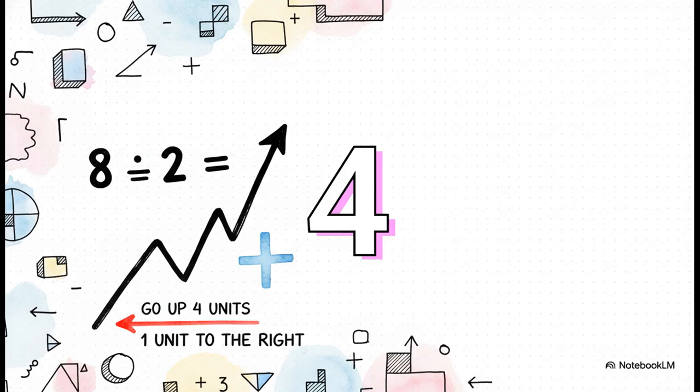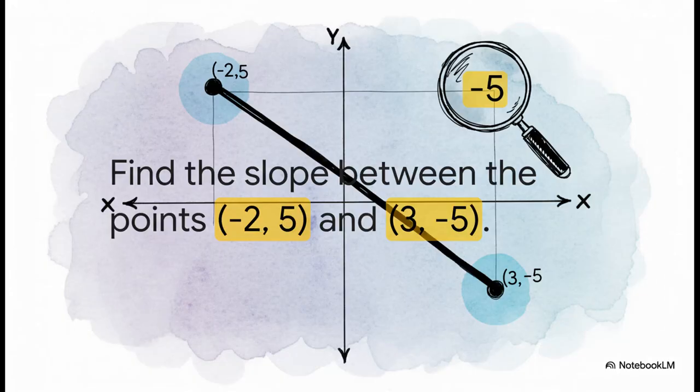So the slope is 4. And what does that mean? It just means for every one step you take to the right, you go up 4 steps. See? Simple. Okay, let's level up.